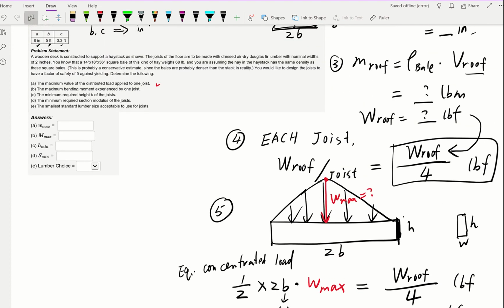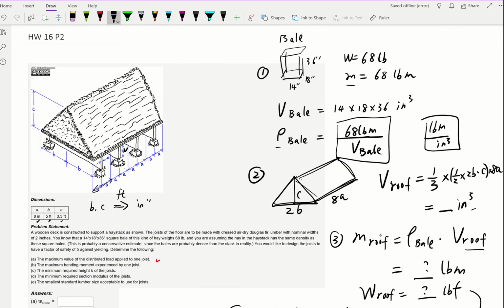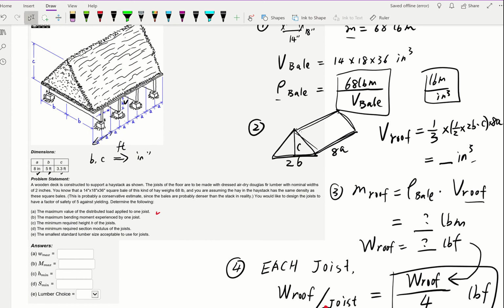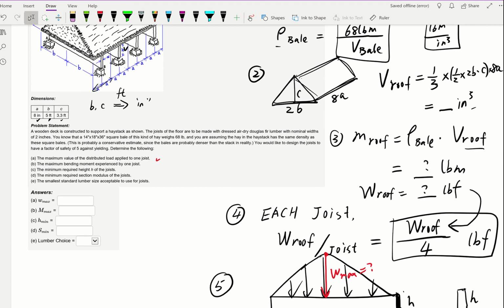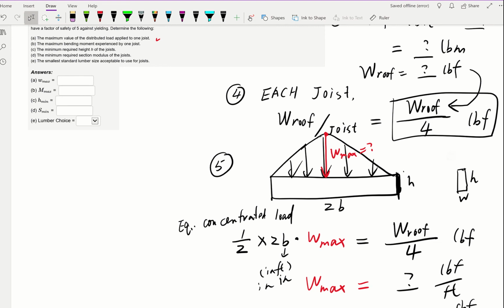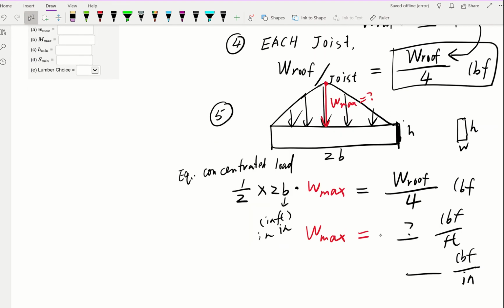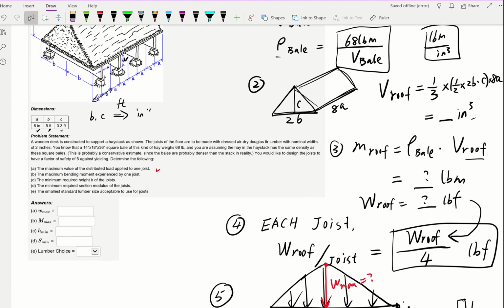Okay, so far we finished the first one. It's not that straightforward to figure out the first problem, is it? You have to start with this bell and then use the same density and figure out the volume for this triangular prism, and then we can figure out the entire roof weight, then divide by 4 for each joist weight, and then we use the equivalent concentrated load to figure out this distributed load density. Okay, so now let's move on to the second one, the maximum bending at one joist.